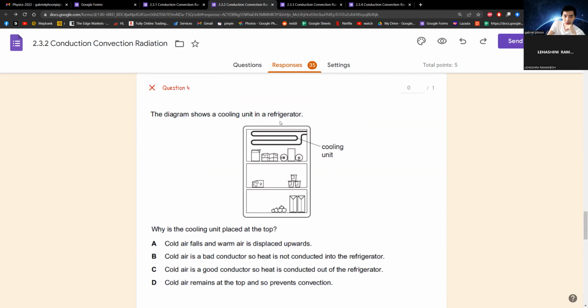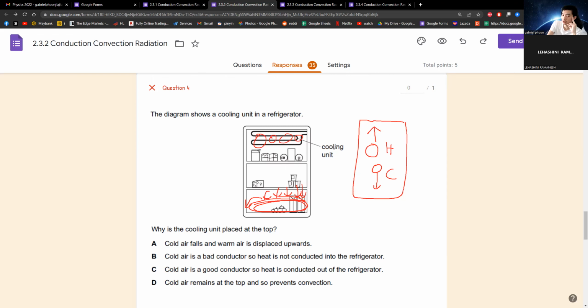A diagram shows a cooling unit in the refrigerator. Why is the cooling unit placed at the top? If you think back about how convection current occurs, let's imagine I decide to put the cooling unit at the bottom here. We know for a fact that heat goes upwards and the cold particles are supposed to come downwards, right? You understand this concept? So if my cooling unit is at the bottom, the colder particles it cools down will always stick to the bottom. So the hotter particles will always remain at the top.